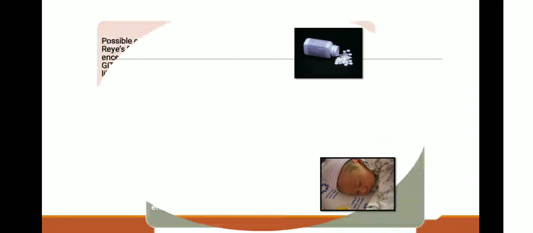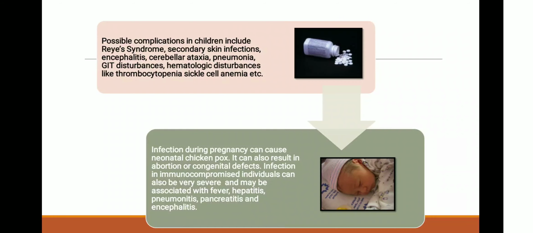Now, coming on to the next part, there are possible complications with chickenpox in children. Reye syndrome is there. Secondary skin infections may occur, even fungal. Cerebellar ataxia and pneumonia may occur. GIT disturbances may occur in a patient. Infection during pregnancy can cause neonatal chickenpox. It can also result in abortions and congenital defects. Infection in an immunocompromised individual can be much more severe, causing pneumonia, pancreatitis, and encephalitis.